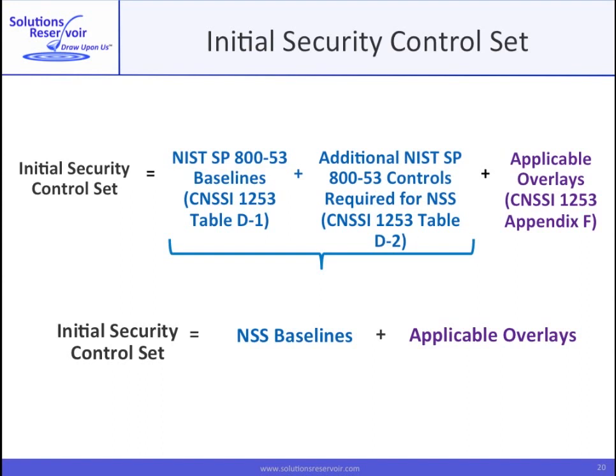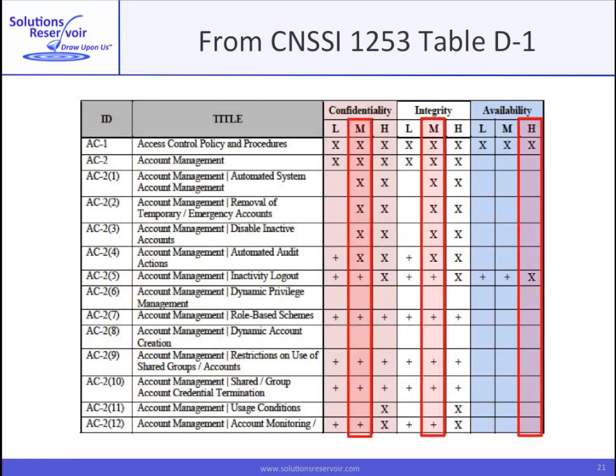Looking another way, the initial control set is derived as the SP 853 baselines, the X in this table, plus additional controls for NSS, the plus in the table, plus applicable overlays or additional measures, which are found in 1253 Appendix F. Let's say your system CINA were determined as medium, medium, high. The X's are the 853 baselines, and the pluses are the additional 853 controls for NSS. Together, the red and blue here are the NSS baseline controls for a medium, medium, high potential impact system. Then you go to the 1253 Appendix F to see about overlays.